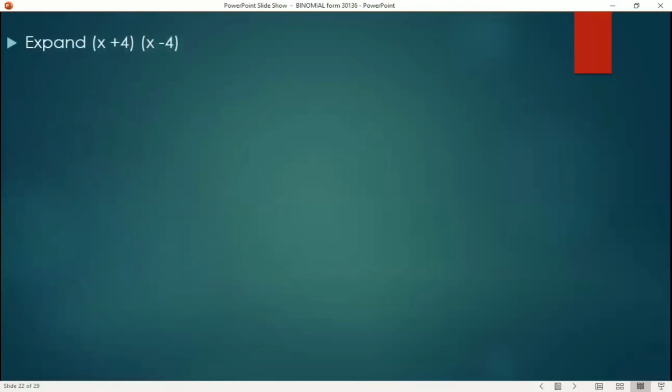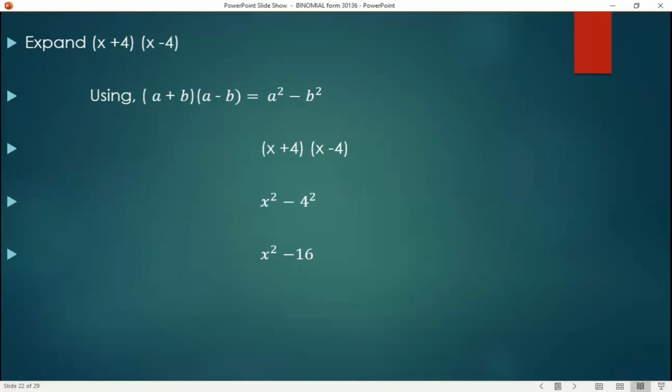What about x plus 4, x minus 4? So easy. Using (a plus b)(a minus b) equals a squared minus b squared, x plus 4 multiplied by x minus 4 is going to be x squared minus 4 squared. So easy. The answer is x squared minus 16.